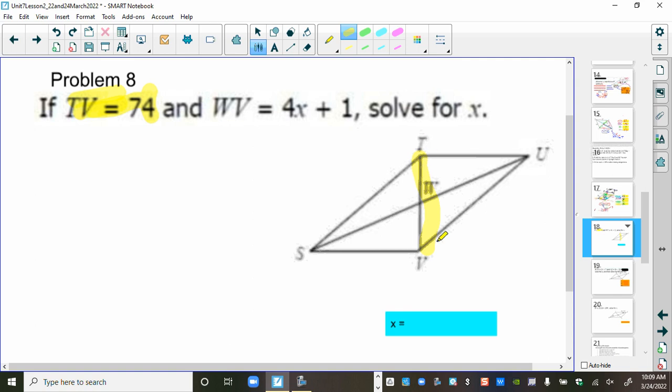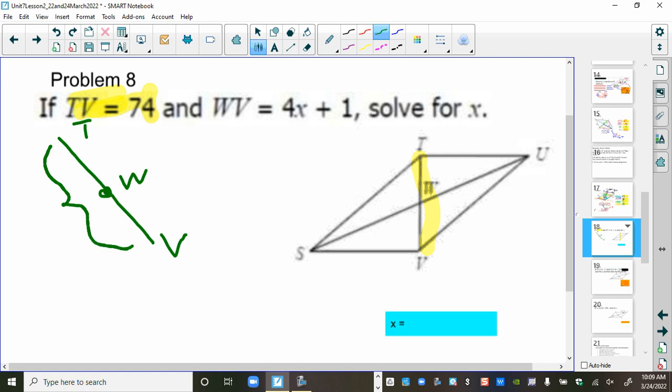T to V is 74. We agree? So that entire distance, if you want to make your life a little easier, I'm going to put W right in the middle. We said the entire distance from T to V was 74, right?